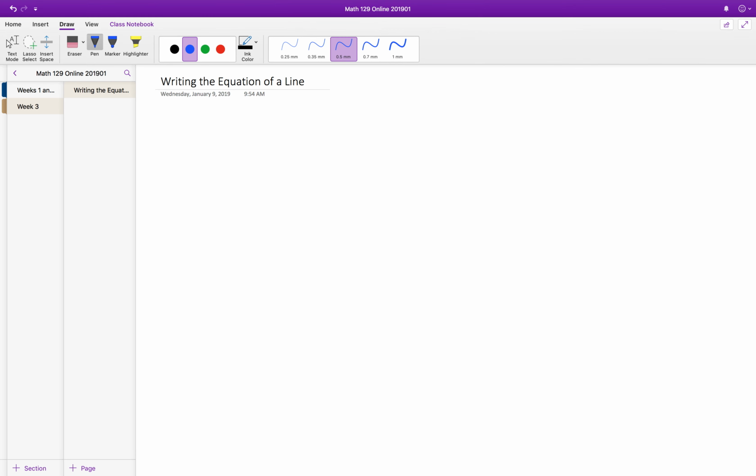Okay, writing the equation of a line. Let's just talk through the basics pretty quickly. Usually most people just need a brief review when it comes to working with lines, but there are still some easy places to get tripped up. So like I said, let's just review the basics.